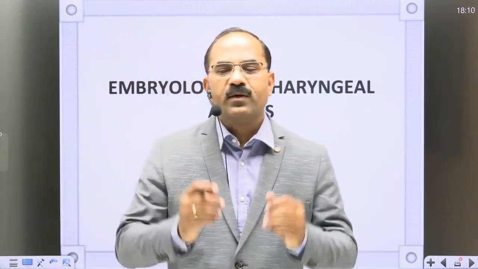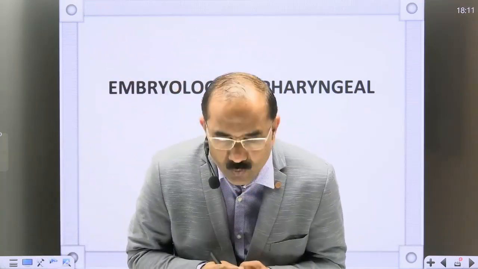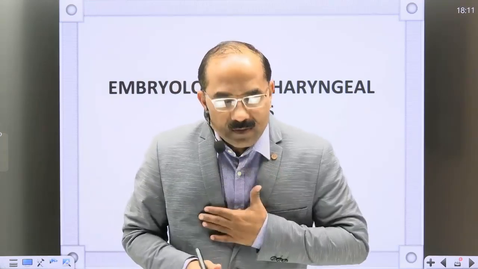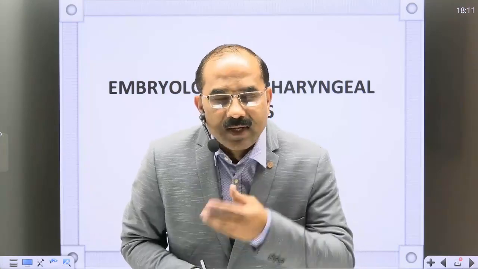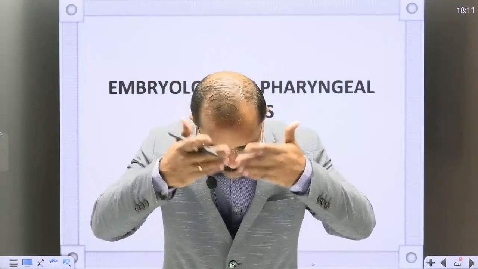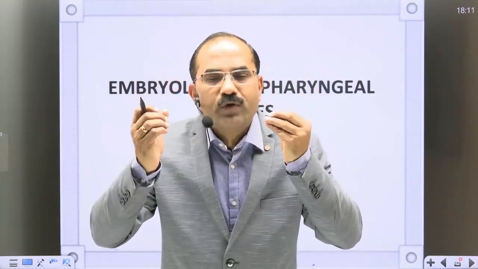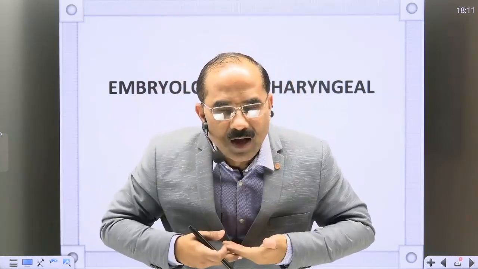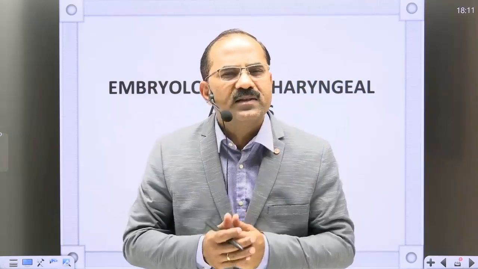To begin with, when the embryo is formed, the embryo is folded like this. Clear? That's the developing heart, that's the mouth, and this is the developing brain. So when the embryo is forming, the mouth is between the developing brain and the developing heart. There's no neck.